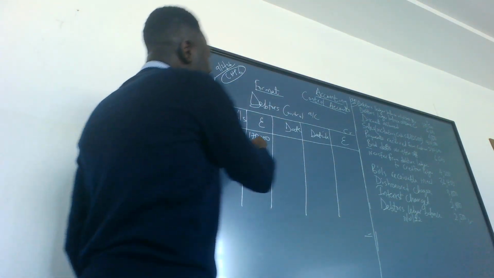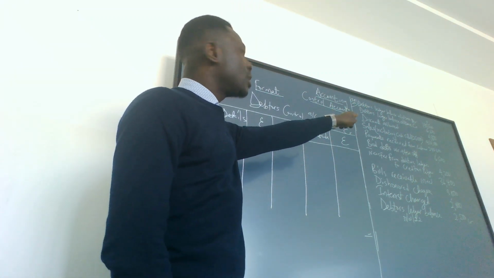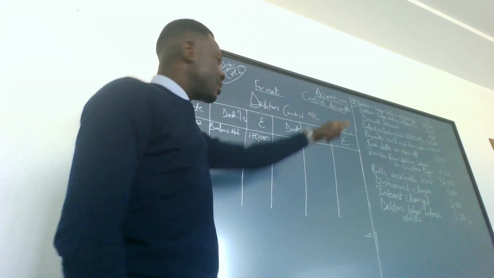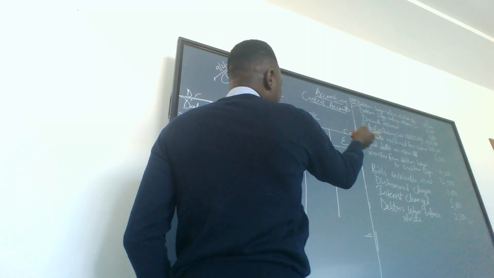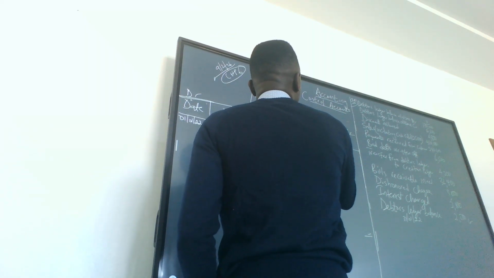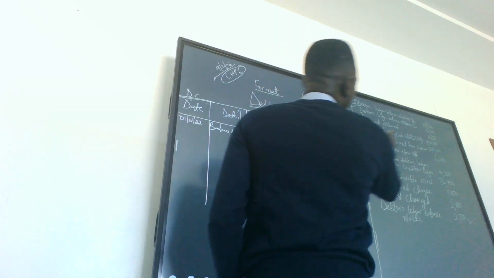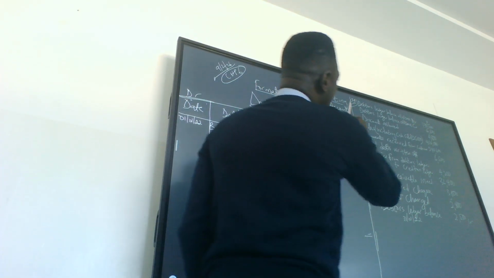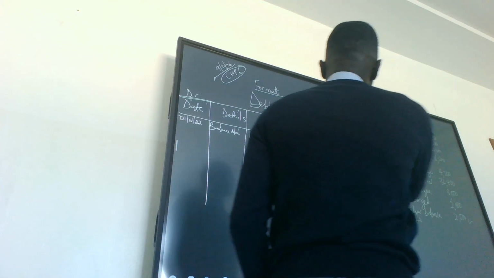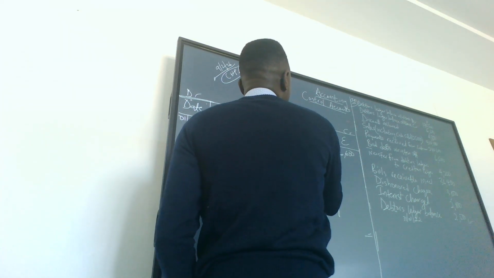Our balance brought down is 170,000. Now they said debtors ledger balance on 1/1/2022 on credit. So we're gonna have 1/1/22, that's the credit balance. Balance brought down for how much? 6,600. Then we have discount allowed. For discount allowed, it's going to be here. The same date, we have discount allowed.